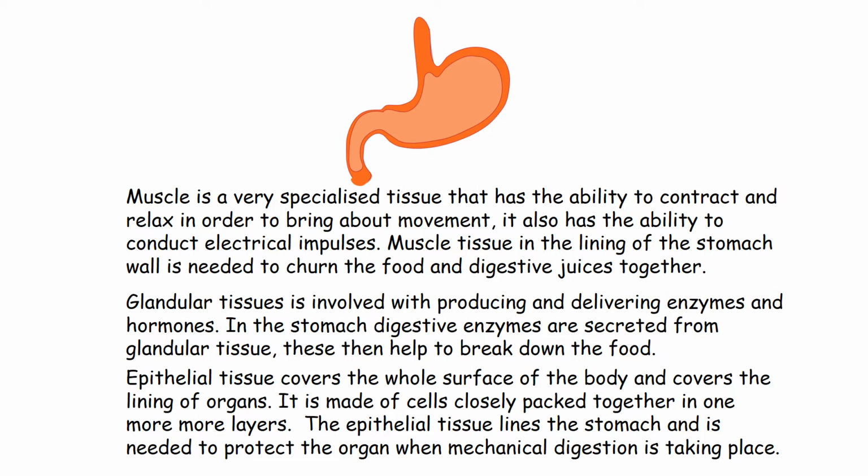Our third and final tissue in the stomach is epithelial tissue, which covers the whole surface of the body, so it's like our skin, and it covers the linings of organs. It is made of cells closely packed together in one or more layers. So the epithelial tissue lines the stomach and is needed to protect the organ when mechanical digestion is taking place. It also protects the inside of the stomach from stomach acid, hydrochloric acid, which is needed to kill bacteria and any other microorganisms that enter our body through our food.